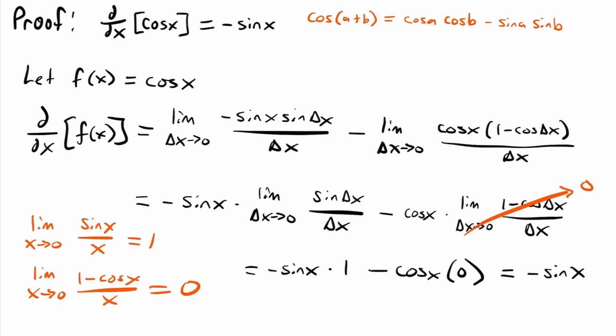And so then that's it. We have just proved that the derivative of cosine x is equal to negative sine x. And so now when you come across that derivative rule, that the derivative of cosine is equal to negative sine, you now know where that comes from.